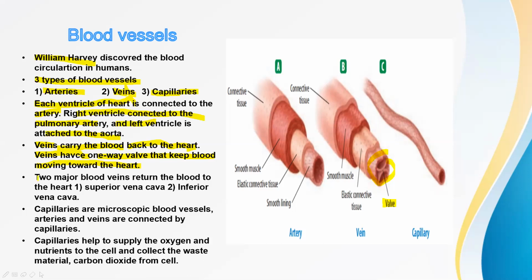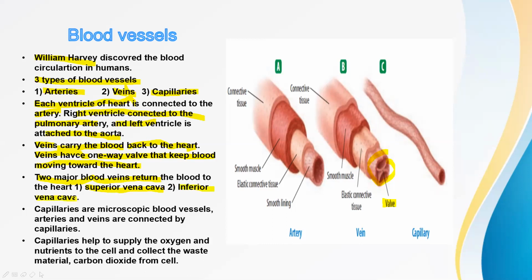Normally, this oxygen-poor blood enters the heart through the main veins. One is the superior vena cava and the second one is the inferior vena cava.